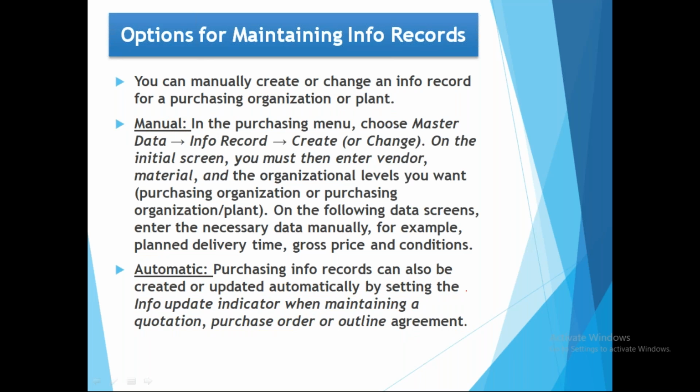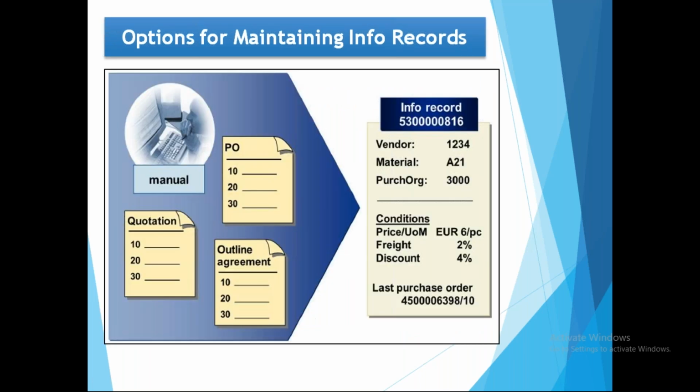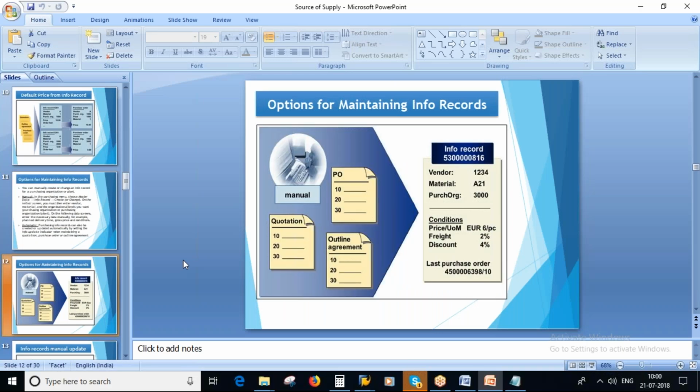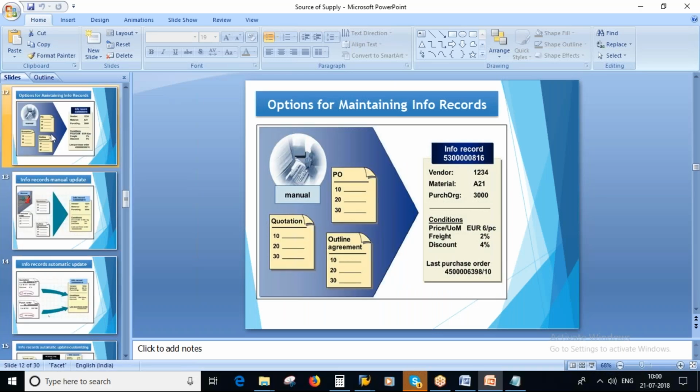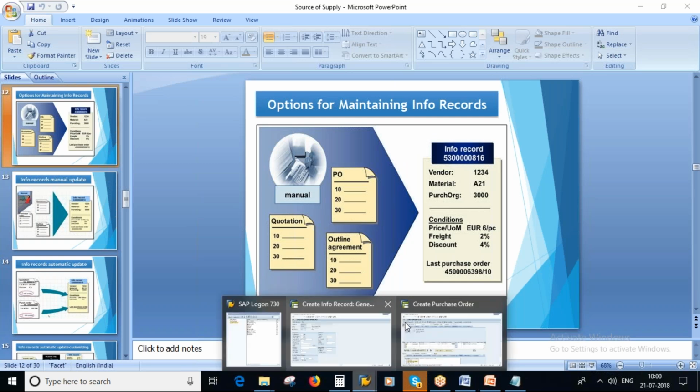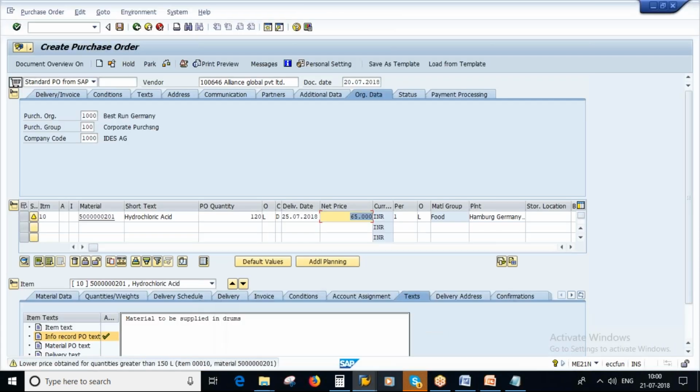So purchase info records can be created automatically also. Okay, so I'll show you that. This is one manual way, which we have discussed just now, or it can be created automatically from a PO, quotation, or outline agreement. I'll show you how to create automatically. Okay, suppose let's take another vendor.